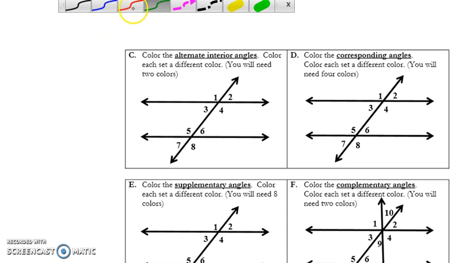Alrighty, and then we've got alternate interior, so alternating on the inside, so 3 and 6, and 5 and 4. You can use whatever color you want. And then next is corresponding, so in the same position, so this one and this one, 1 and 5. All right, then we've got 3 and 7, in that bottom left. And then we've got 2 and 6. And then lastly, we've got 4 and 8.